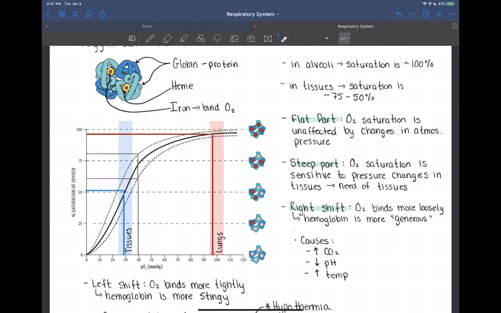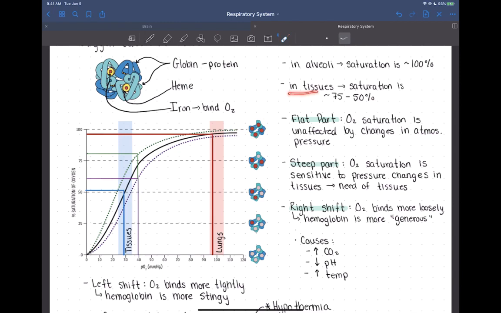And so if we follow this up, from here, I just drew this line here so we can look at it in the lungs. We follow it up to our actual curve, which is this black curve here, and then we follow that over to get our percent saturation. It is very close to 100%. Okay, so our hemoglobin would have all 4 oxygens bound. All right, that's as they pass through the lungs.